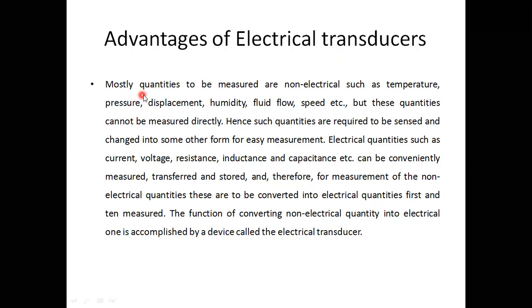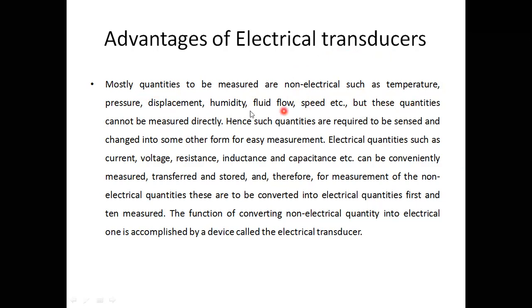Mostly, quantities to be measured are analytical in nature. In industries, we will measure high temperatures, high pressures, high flow rates, and I have to measure displacement, humidity, moisture, speed, velocity, acceleration, turbulence, vibrations, pH, conductivity, and so on. So I have to measure all these parameters which are non-electrical in nature. These electrical instruments can measure all these parameters.